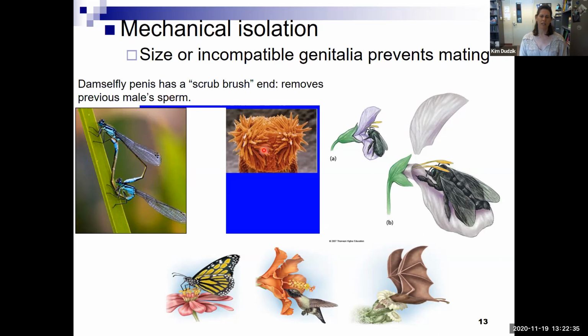And he's actually evolved so that structure fits inside of the female, and he can actually remove the previous male's sperm. So a little bit more to guarantee that when he mates with her, his sperm is going to fertilize her eggs, right? But again, if this evolves in such a way that it no longer fits inside of the female, you're going to have mechanical isolation, right? And it is so specific to this species of damselfly that if he tried to mate with another species of damselfly, it just wouldn't fit.